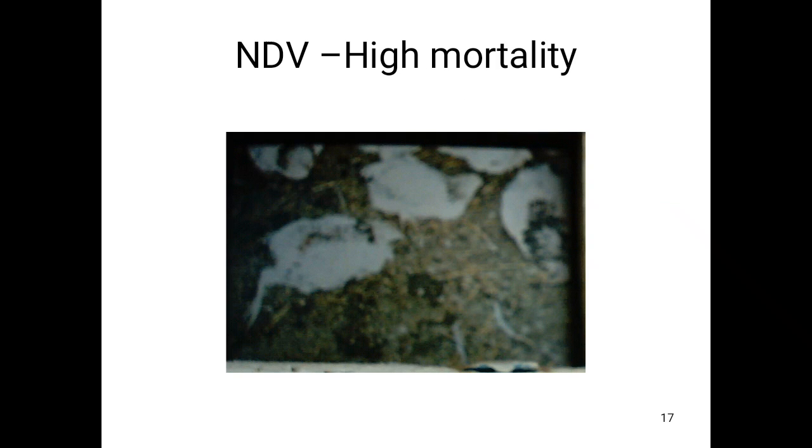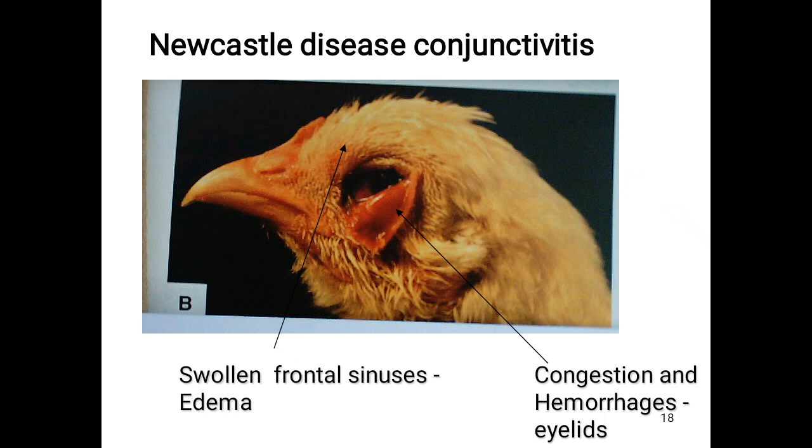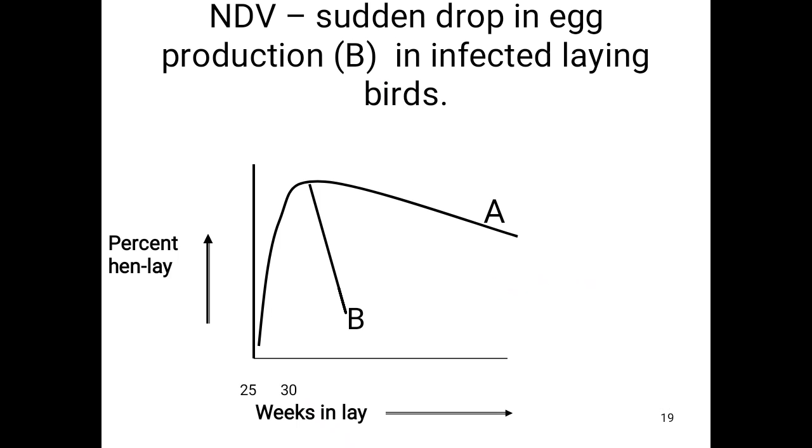So these are some of the pictures that show us how Newcastle disease is very dangerous actually. So this is conjunctivitis. This is a picture showing us conjunctivitis and swollen sinuses. We have a graph showing the percentage of eggs, which reduces with weeks as the disease increases, or the virulence of the disease also increases.